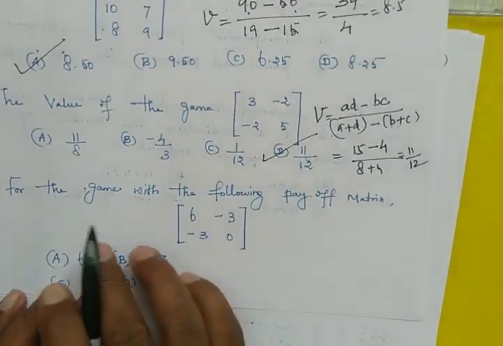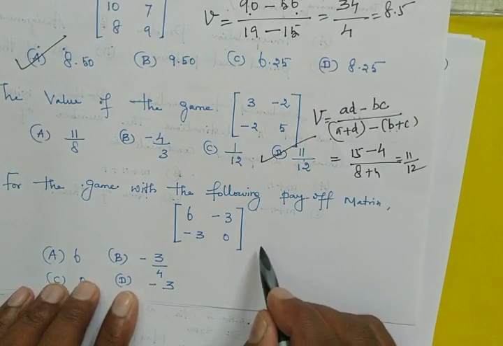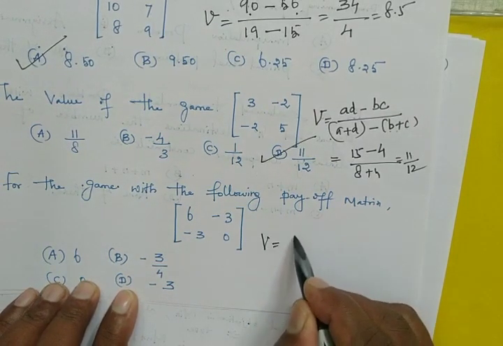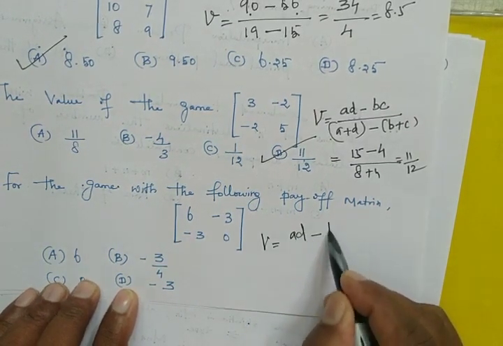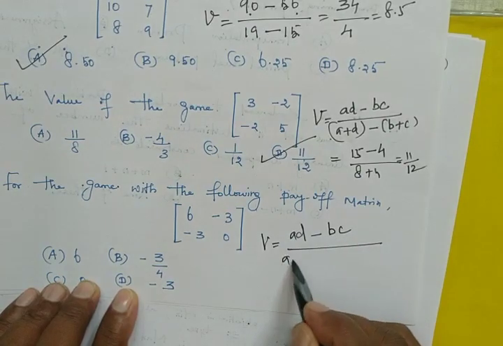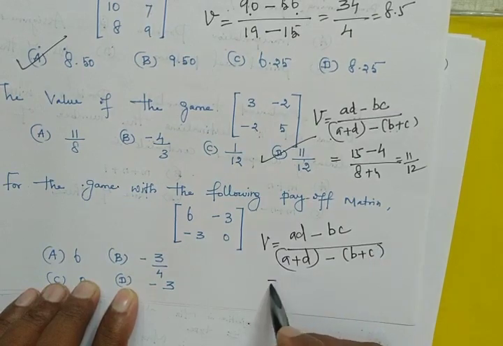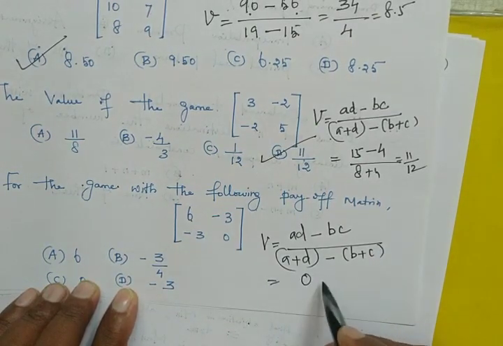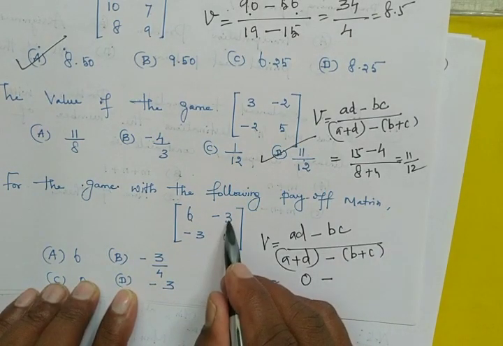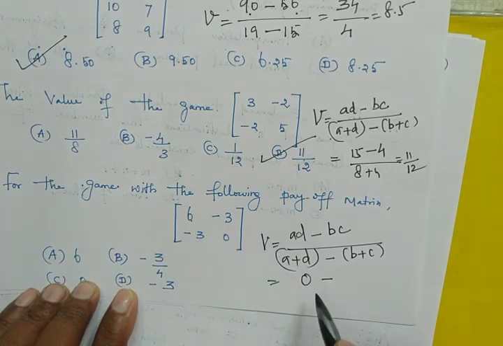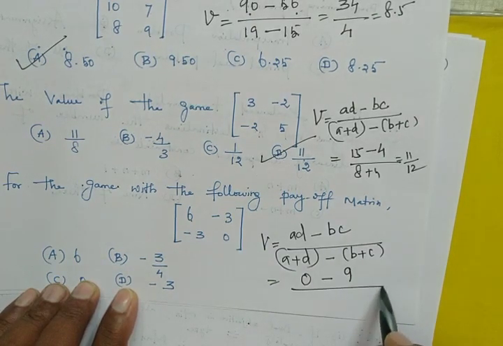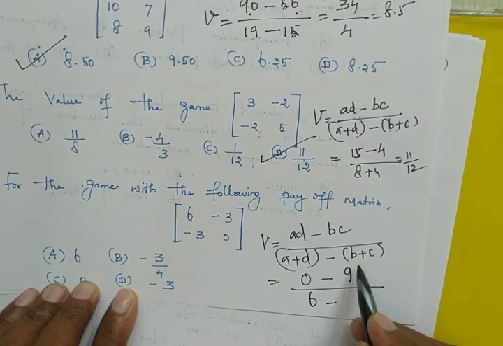The next one is a game with the following payoff matrix. Here the same, you apply the concept. V equal to what? AD minus BC divided by A plus D minus B plus C. AD, 6 into 0, 0 minus B into C. Minus 3 minus 3 becomes plus 9, but minus is there in the formula, so minus 9, divided by A plus D, here 6 minus B plus C.